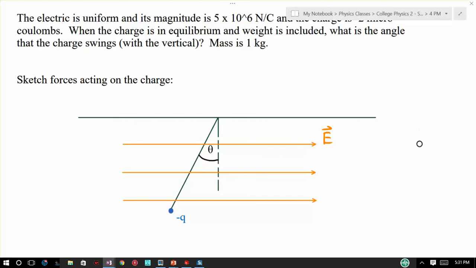The weight, which goes which way? Down. 2 other ones, right? Tension, which goes along the rope away from the charge, along the string. And then the electric force, which I already kind of explained. It's just the opposite of E, in the negative x direction. So let's sketch those.